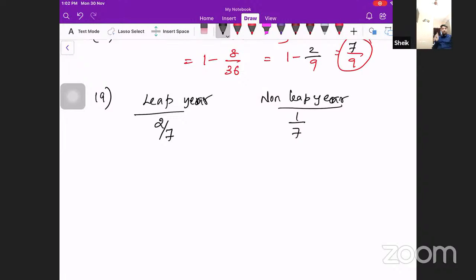Now the question is what? We have to get 53 Sundays or 53 Mondays. This is what we need to find out. What is the probability of getting 53 Sundays or 53 Mondays?